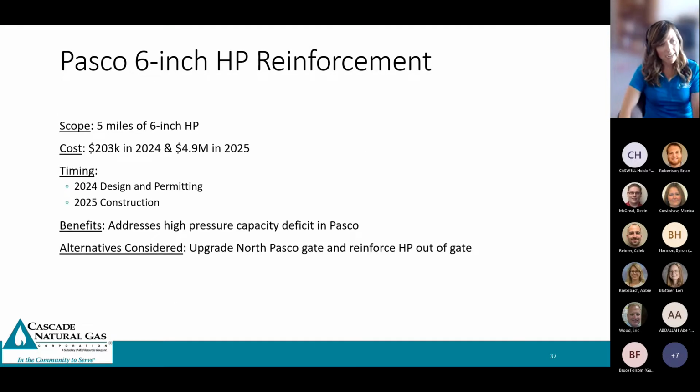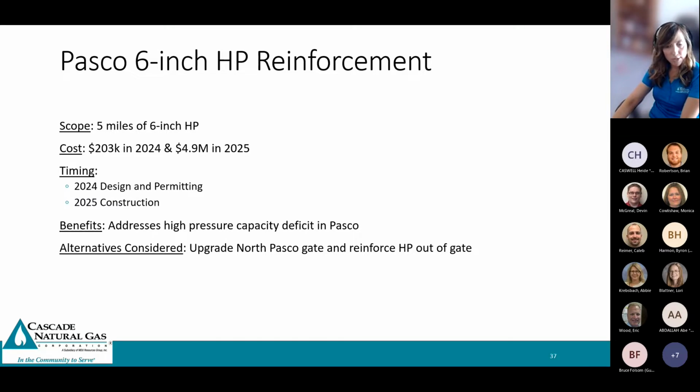We'll keep going. Next, we got Pasco, 6-inch high pressure reinforcement. This project consists of 5 miles of 6-inch high pressure, looking at 2024 design and permitting and 2025 construction. So currently, I'll talk a little bit about Pasco and give you some insight. We have a gate called the North Pasco Gate. That gate's currently at capacity. Had some pressure problems over the years at it.